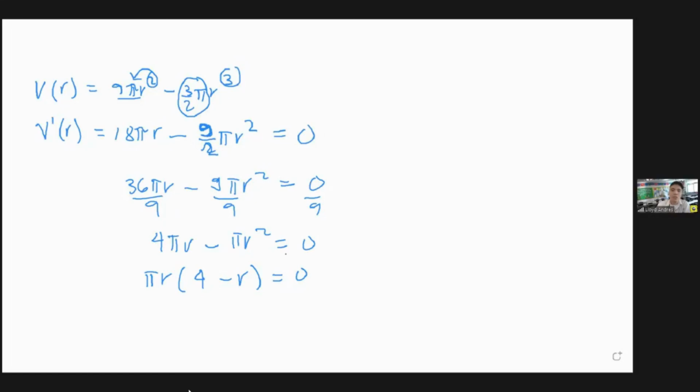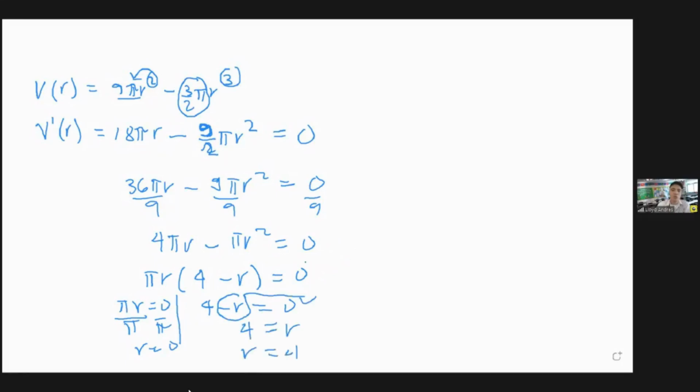Okay. So after this, we apply the zero product property. That's pi r equals 0 and 4 minus r equals 0. Dividing both sides by pi, r here is 0. And here, I'll transfer using the addition property of equality, r is alone. So 4 equals r. Therefore r equals 4.